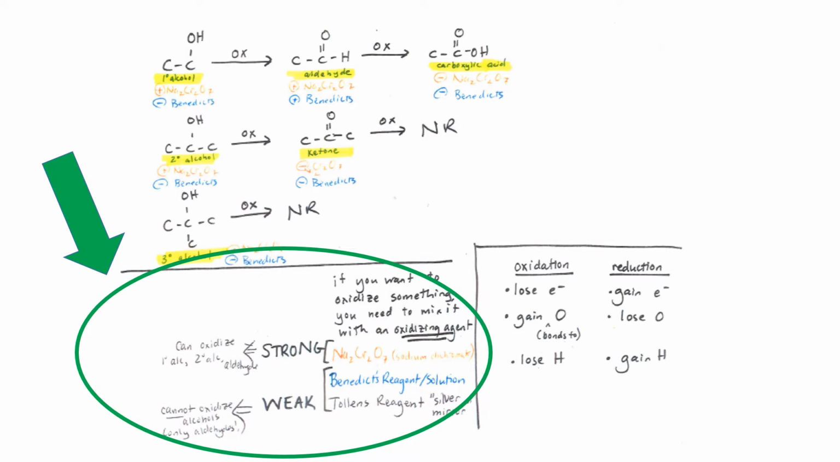You'll notice that I've separated those into two categories, strong and weak. I'm going to hold off on discussing that until we get a little further into this video, so I will come back to this. But sodium dichromate is classified as a strong oxidizing agent. Benedict's and Tollens are classified as weak oxidizing agents. I will point out right now, though, that strong and weak in this context is not the same as strong and weak acid and base, for example. When we talk about strong acids and strong bases, that's something very different. I will give an example a little while later in this video of what we mean by strong and weak.